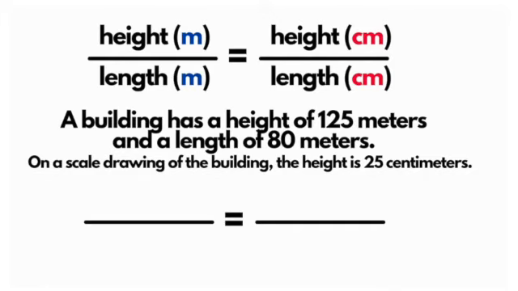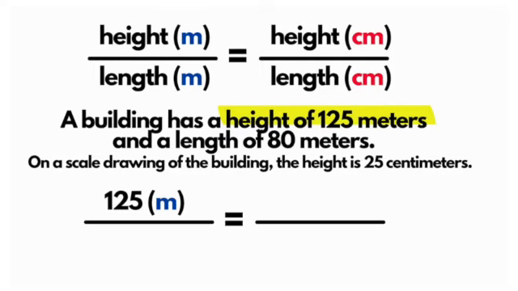We have our proportion that we just set up: the height in meters over the length in meters equals the height in centimeters over the length in centimeters. Again, a building has a height of 125 meters and a length of 80 meters, and on the scale drawing, the building height is 25 centimeters. So we're going to look at the height, 125 meters, first, and put that into our proportion right where it matches the one we set up.